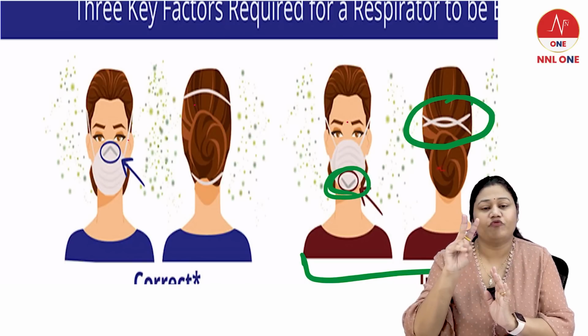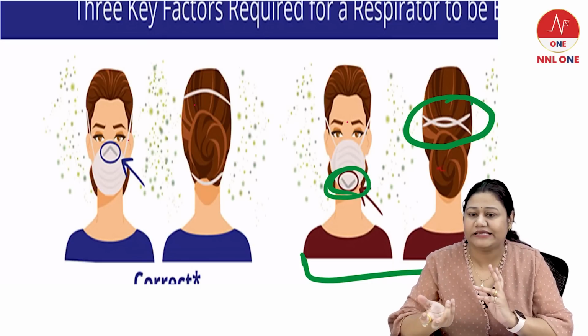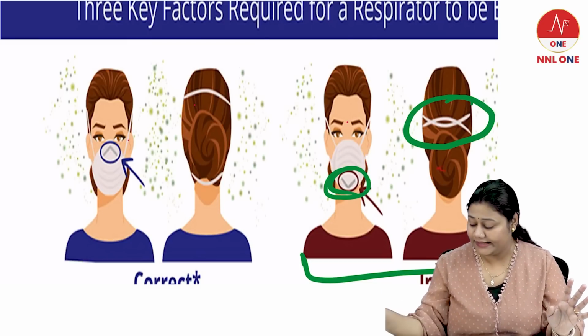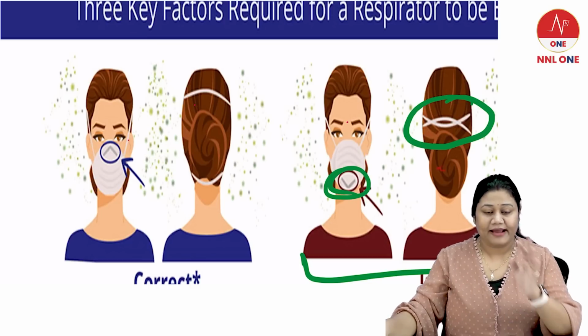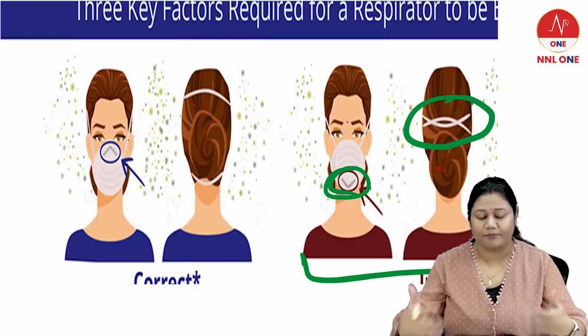Seal check should be performed in two ways: negative pressure and positive pressure. Why am I performing a seal check? To make sure no air leaks. If there is a leakage of air, the mask will not work properly, and it will not be able to filter out airborne particles.